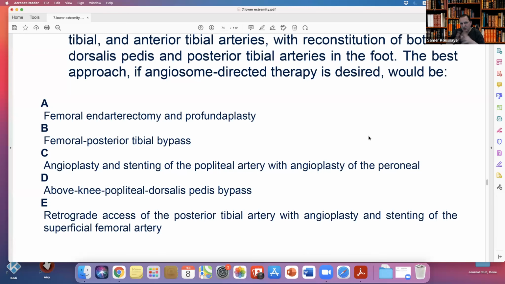I mean, the structure of the question is not very good, because they have to tell you frankly that the SFA is open and the popliteal is open. They cannot just leave it like that. So the structure of the question is not very good.